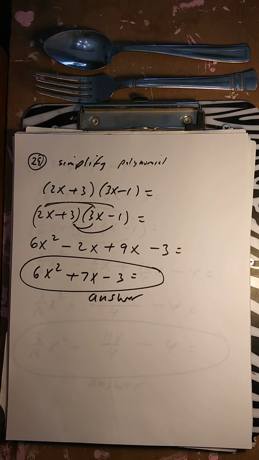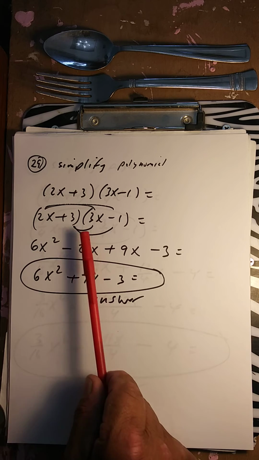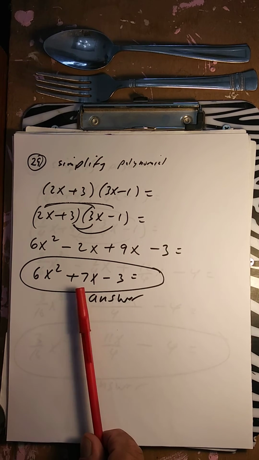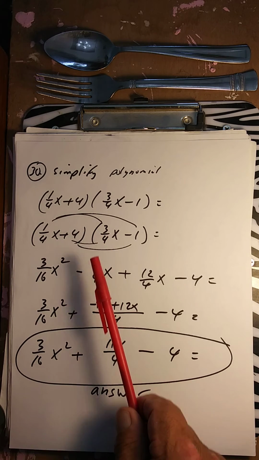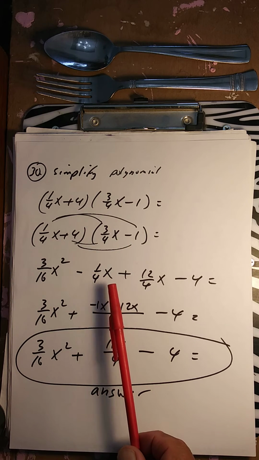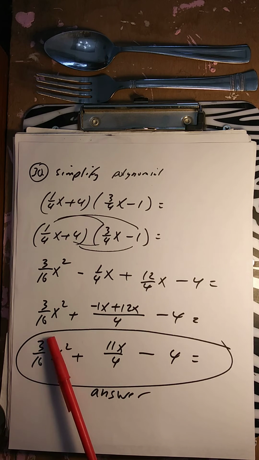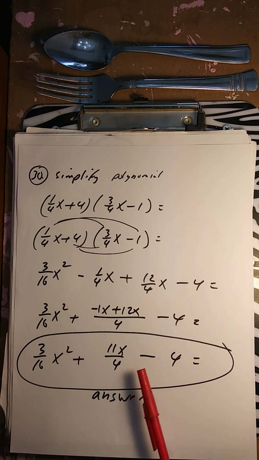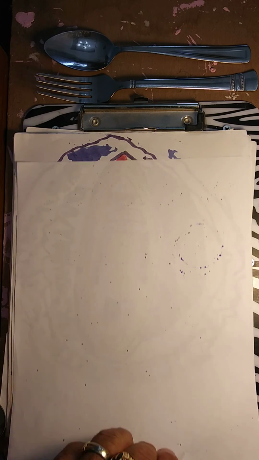Another one. So the first times the first is 6x squared minus 2x plus 9x minus 3. So that's going to give you 6x squared plus 7x minus 3. Got it. Now, the last one is going to be 1/4 times 3/4, which gives you 3 over 16 x squared. And this is going to be negative 1/4 x plus 12/4 x minus 4. Put those together as one big fraction, so 3 over 16 x squared plus 11x over 4 minus 4. Yep, that's it. We're done.